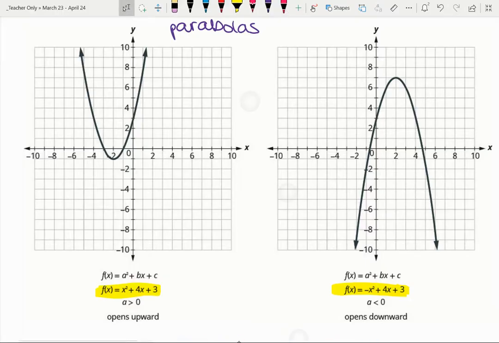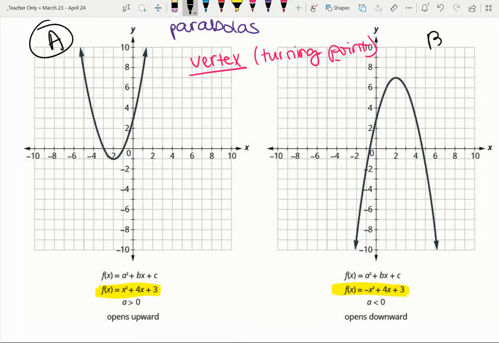Some of the important vocabulary here when it comes to parabolas, the first one is the vertex, right? And the vertex is the turning point of the graph. If we've got a U-shaped parabola, the vertex is the turning point here. So I'm going to label these graph A and graph B instead of left and right.